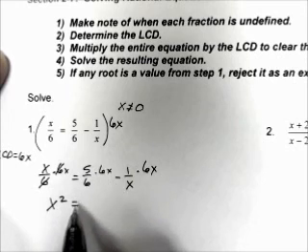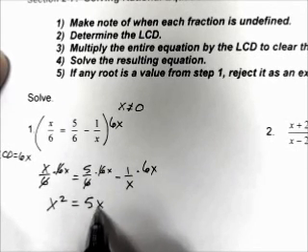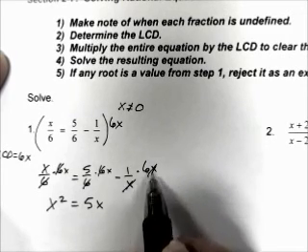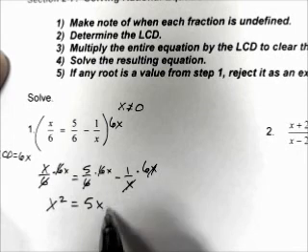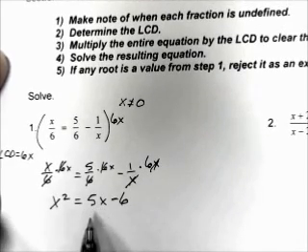Multiplying here, these 6's divide out. 5 times x is 5x. And the x's divide out. So negative 1 times 6 is negative 6. So we've cleared the fractions. Now we solve the resulting equation, which this one happens to be quadratic.